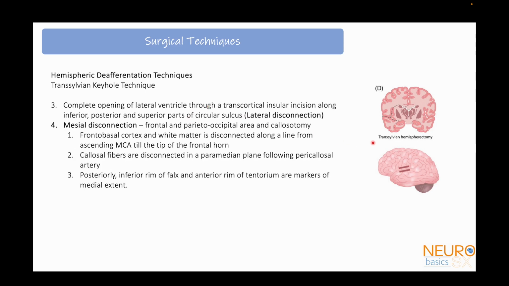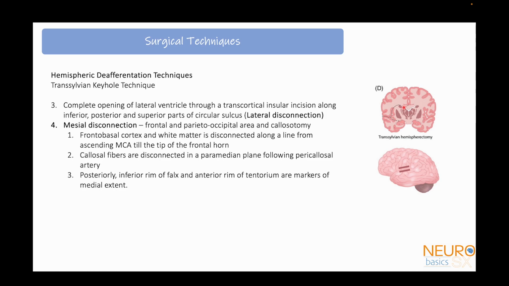Following which, there are 2 steps which need to be done. There has to be a lateral disconnection over here, and then there has to be a mesial disconnection over here. So the lateral disconnection is from this Sylvian fissure all the way to reach up to the ventricle. Following which, once you enter the ventricle, you can do a mesial disconnection and disconnect the corpus callosum. So basically through the Sylvian fissure, the entire length of the lateral ventricle will be open from the front till the back.